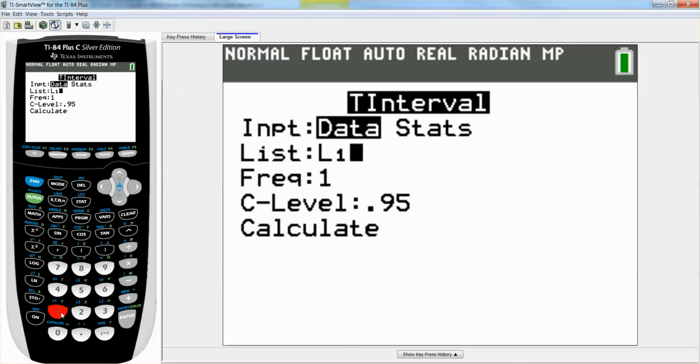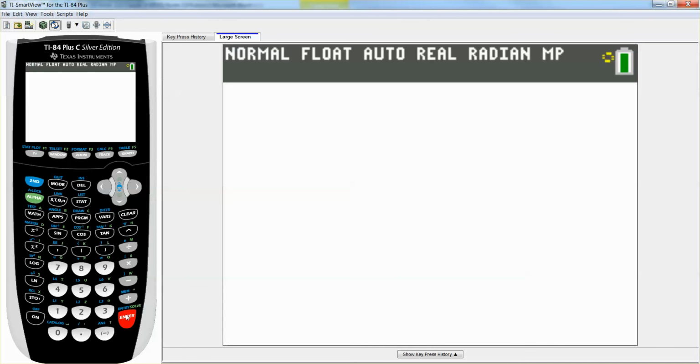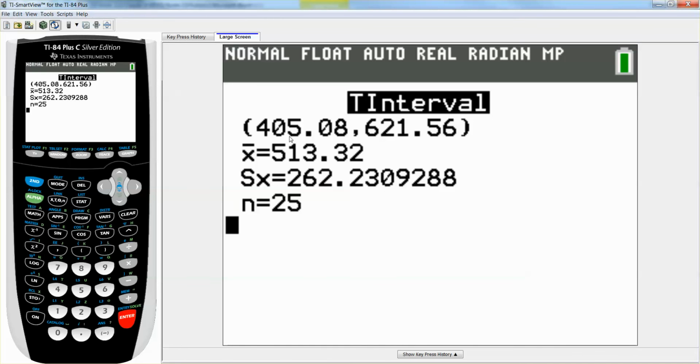And I hit second L1 enter because that's where my data are stacked. Always leave frequency as 1. That's a more advanced topic than we cover. Our confidence level is 0.95, and I go down to calculate and press enter. And it runs the calculation.